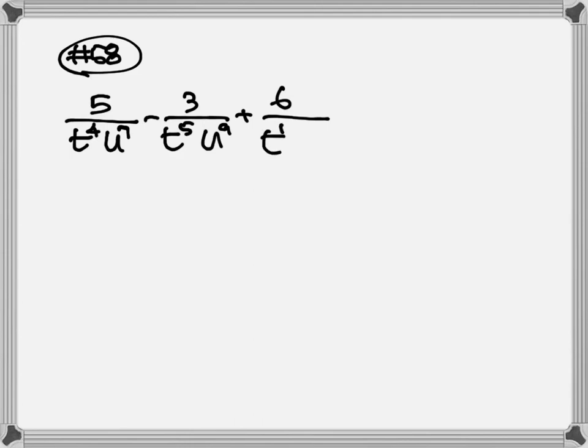58, we have 5 over t^4 u^7 minus 3 over t^5 u^9 plus 6 over t^10 u. Again, let's find out the common denominator. Okay, so my least common denominator. Let's compare t^4, t^5, t^10. I always take the biggest, so we're going to take t^10.